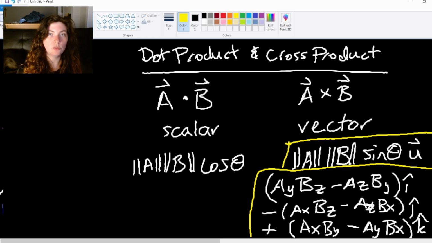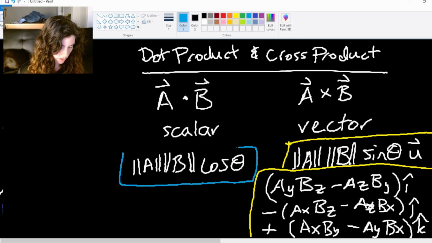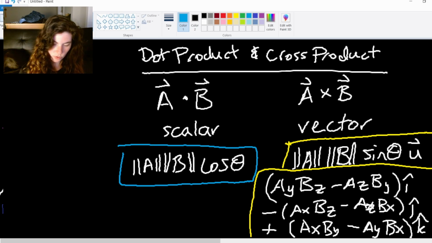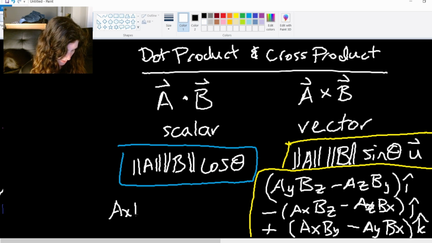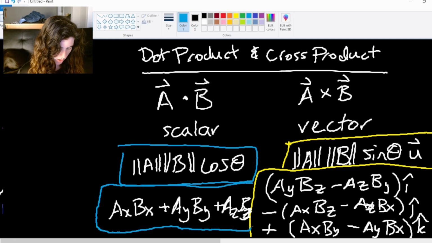For our dot product, which is the one we're going to be getting into today, our general form is going to be this equation, or we can use: the dot product is AX times BX plus AY times BY plus AZ times BZ. This is our general form of the dot product.